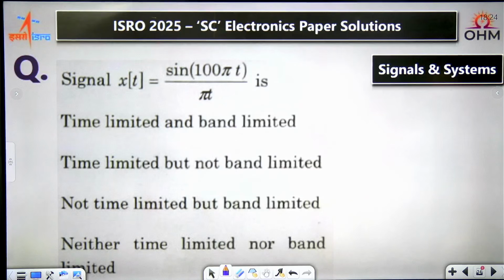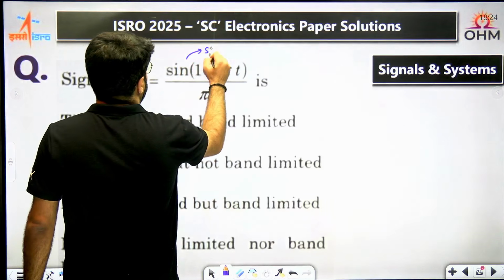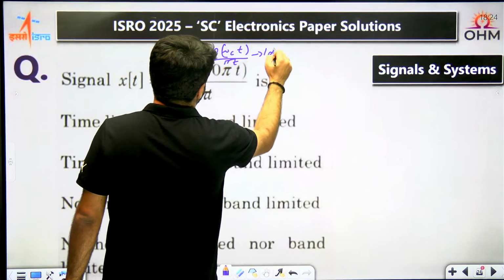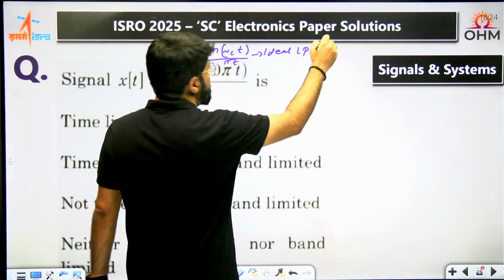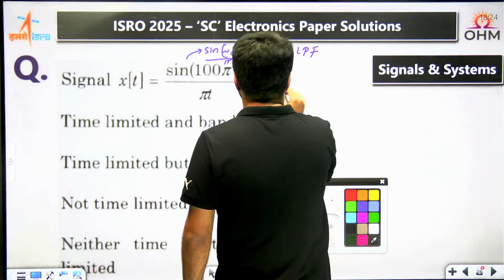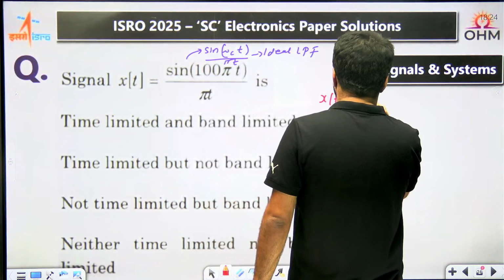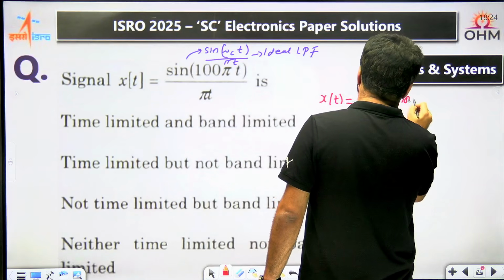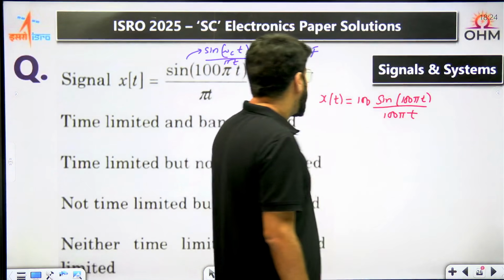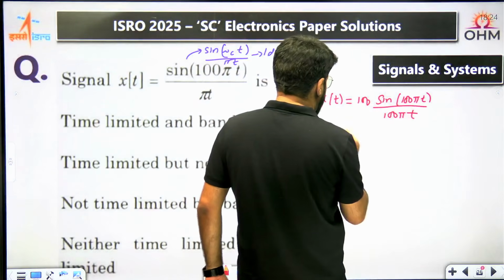Now signal x(t) equal to sine 100 pi t by pi t, ideal low pass filter. Sine omega c t upon pi t is the impulse response of an ideal low pass filter. Or you can understand it this way: this x(t) you can convert to a sampling function. To convert it, you multiply by 100 and also divide by 100, so the denominator becomes 100 pi t. Then the sine theta by theta format will come, which is the sampling function.